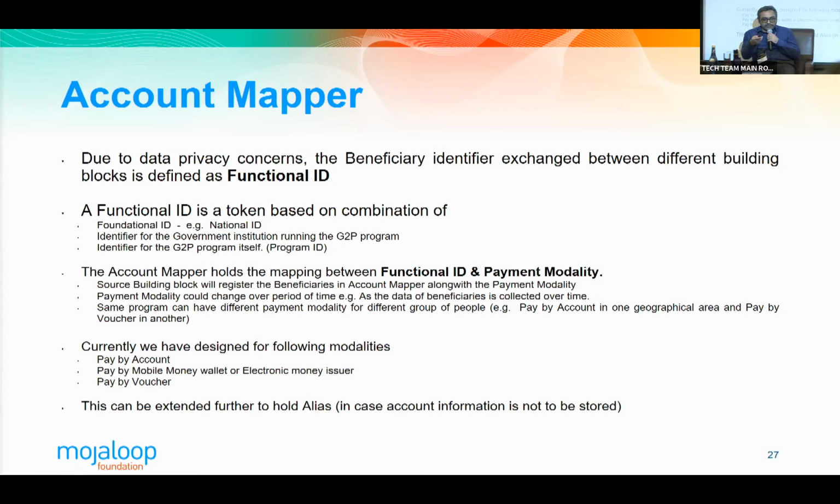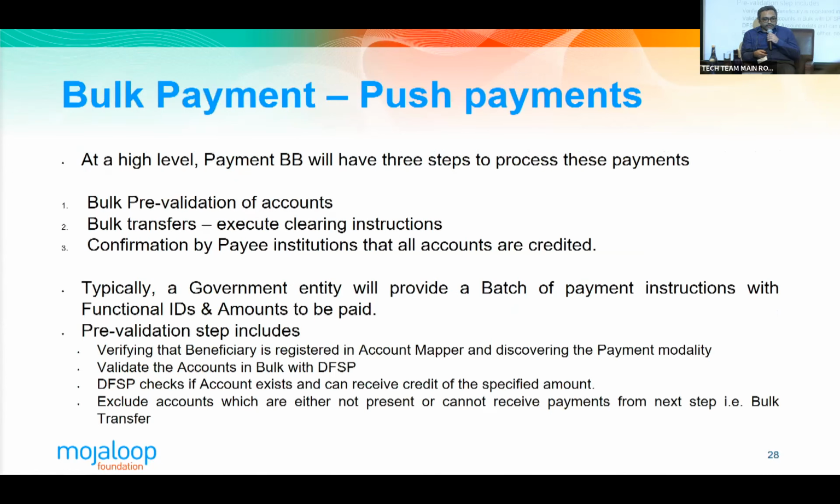I'll just jump into the payments. So the bulk payments or push payments, as we see, it's typically a three-step process, and right now I'm talking about push payments, not about the voucher-based payments. If you have a set of accounts, then once they are discovered, you need to pre-validate with the institution. And then you have to execute the clearing instructions from the government side to the financial institution. And then finally a confirmation by the payee institution that all accounts are credited.